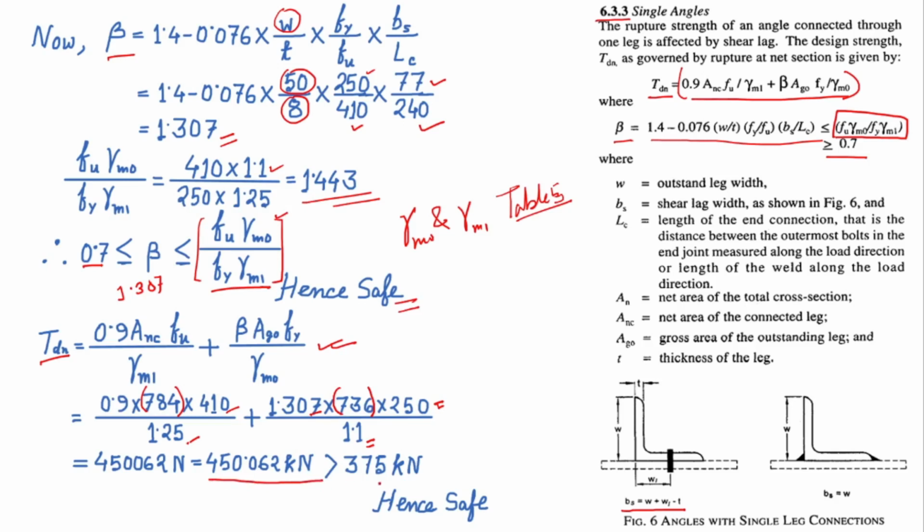450.062 kilonewton, and it is greater than 375, which is the factored axial load acting on the tension member. Hence it is safe against rupture of the critical section.